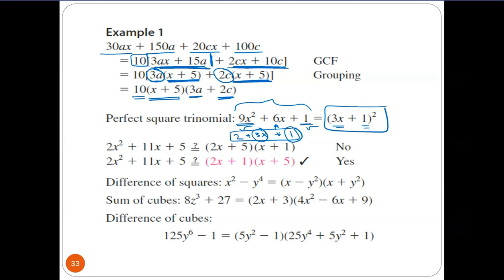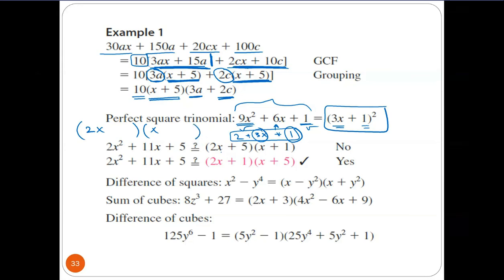Look at this, we are doing trial and error. We have 2x squared plus 11x plus 5. We cannot take any common factor, not the number and not the variable. In this case, we need to try: we distribute 2x in the first brackets and x in the second brackets.